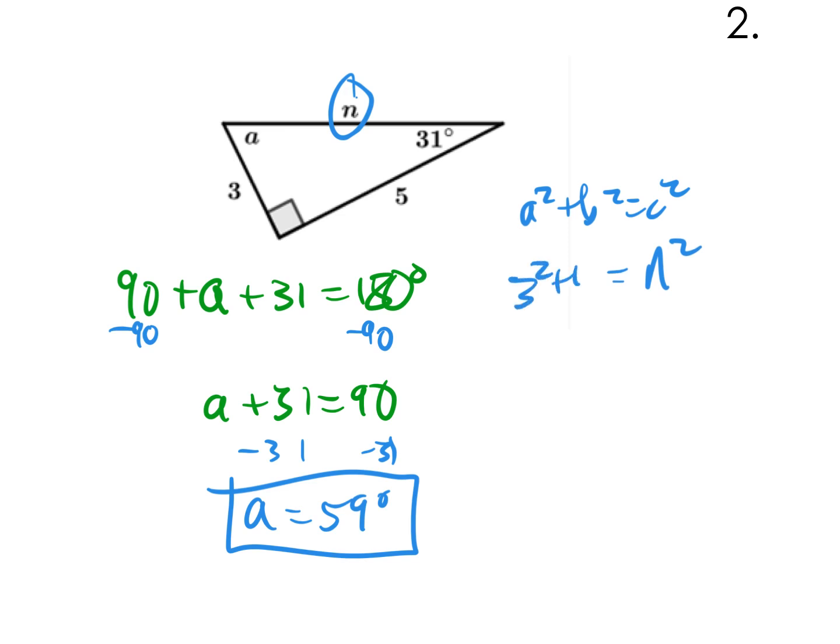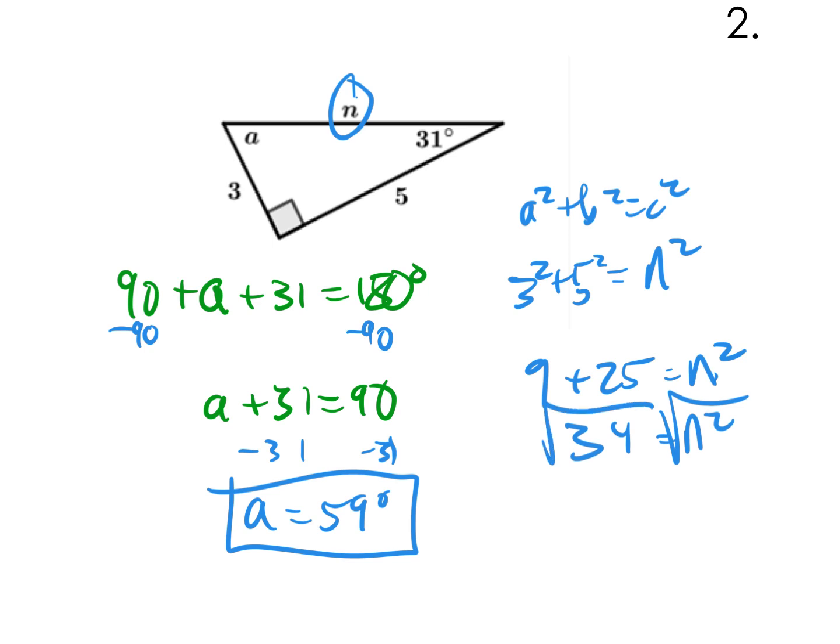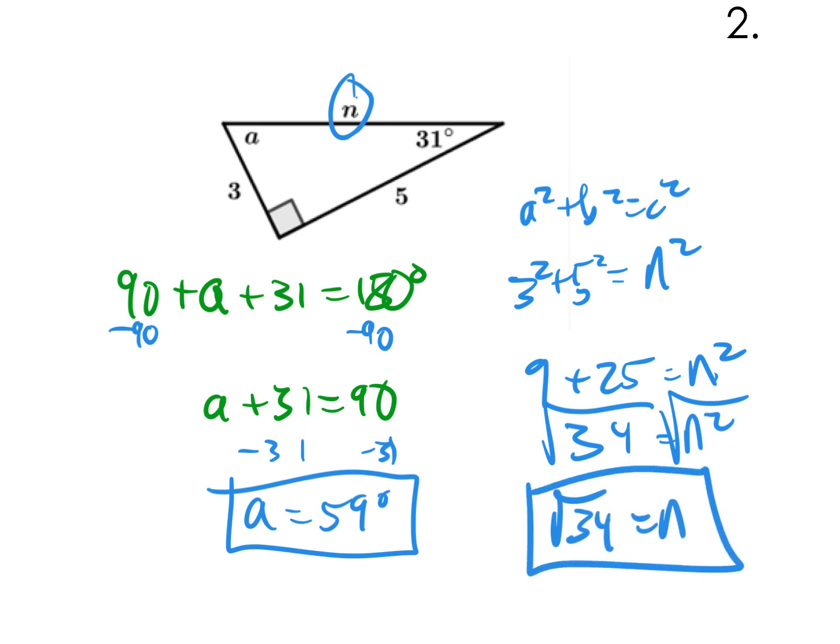So 3 squared plus 5 squared equals N squared. So 9 plus 25 equals C squared, or N squared, sorry about that. Let's use the same variables. Let's keep it N. And this is 34 equals N squared. If we square root that, then we get the square root of 34 equals N. That's the idea. So we got our missing sides and our missing angles.